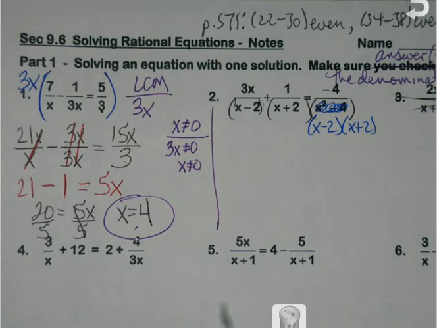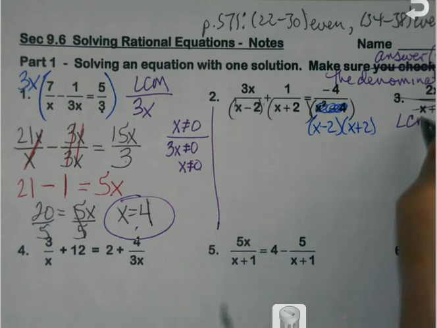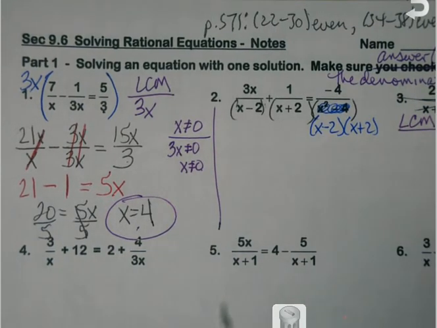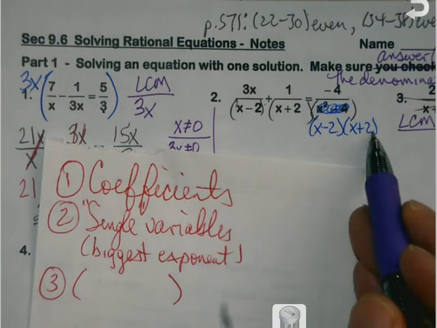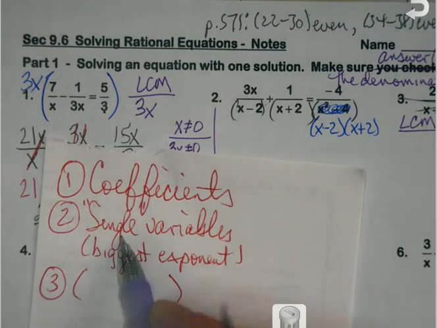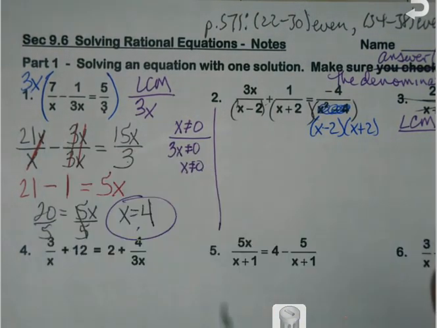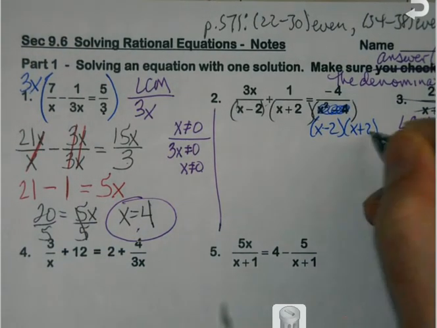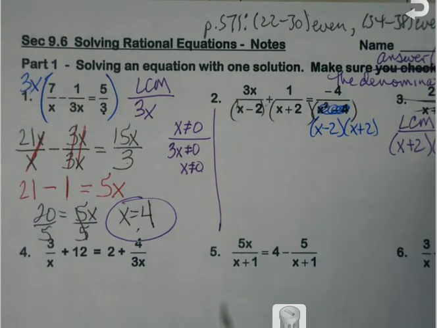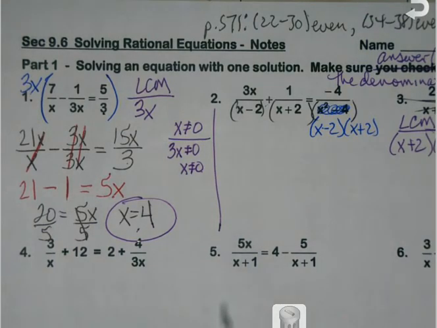What's my least common multiple going to be on this one? Yeah, I don't have coefficients this time, everything's in parentheses. I don't have single variables this time, everything's in parentheses. So then every different set of parentheses I see, x plus 2, I see x minus 2. That's my LCM. In other words, that's what I'm going to multiply through this by.